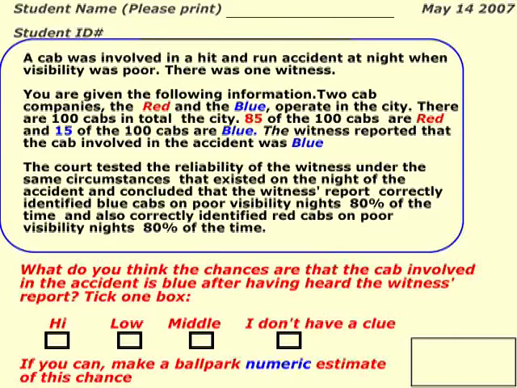So they're really good at identifying green ones and blue ones, but no one knows. Okay, Jason just pointed out to me that the last line says they also correctly identified green cabs on poor visibility nights, and there aren't any green cabs in the city, so it's kind of a problem, right?